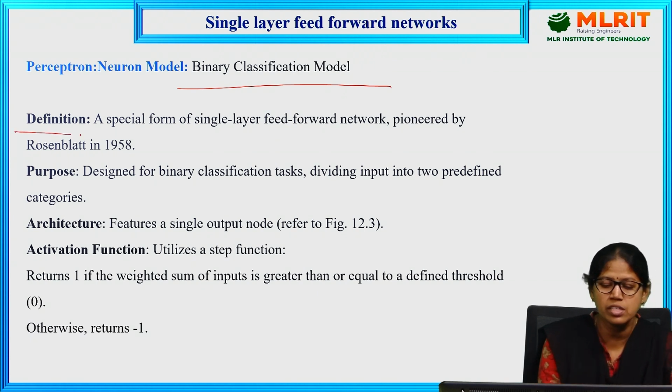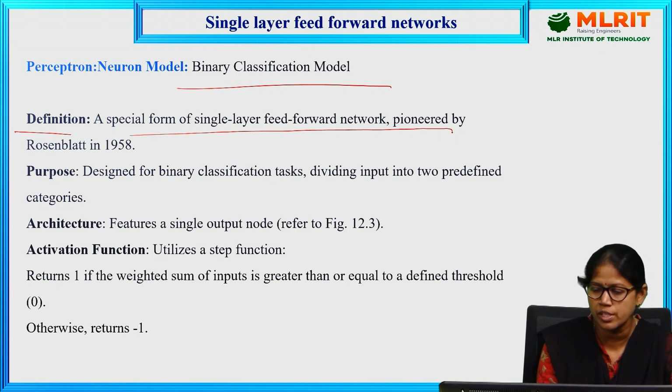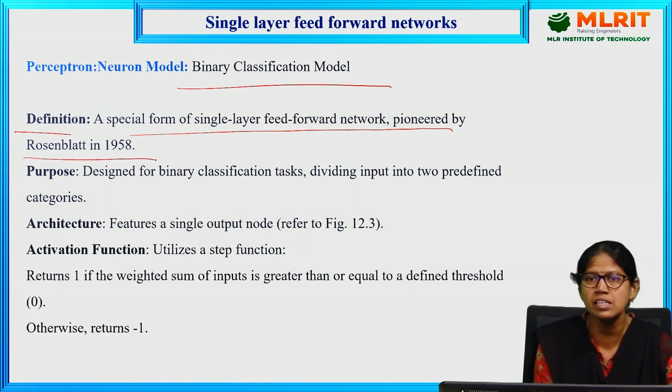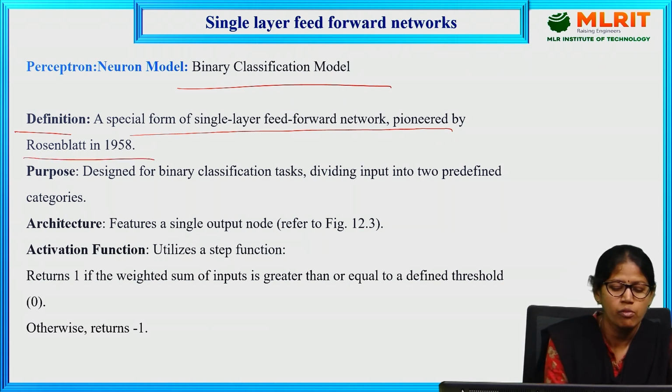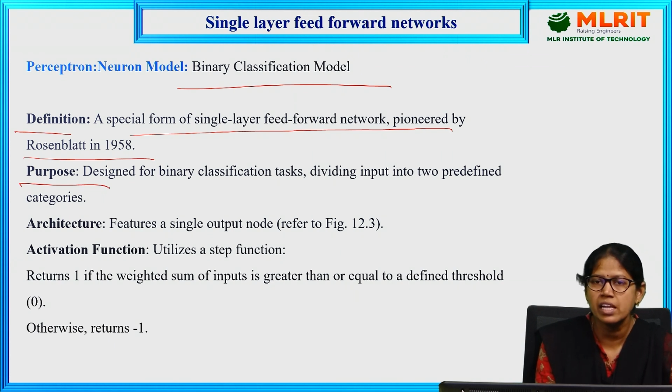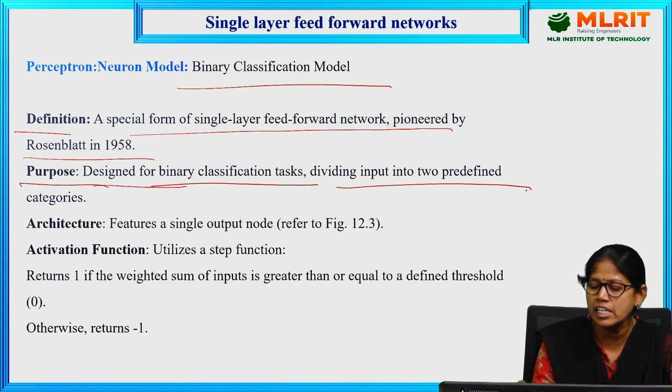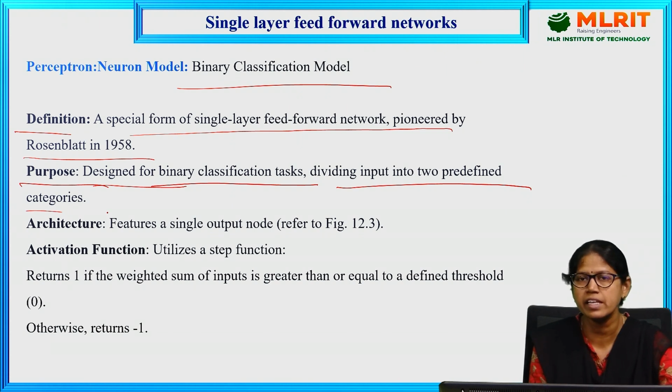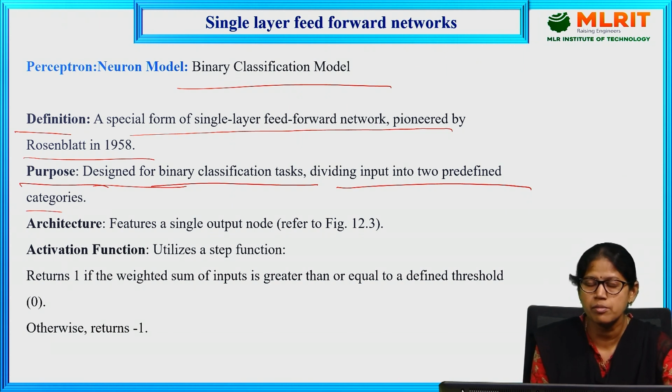The formal definition: the perceptron is a special form of single layer feed forward network pioneered by Rosenblatt in 1958. What is the purpose of this network? It is designed for binary classification tasks, dividing input into 2 predefined categories. For example, an email filter means spam or not spam, 2 categories, or disease is present or not present, 2 categories.